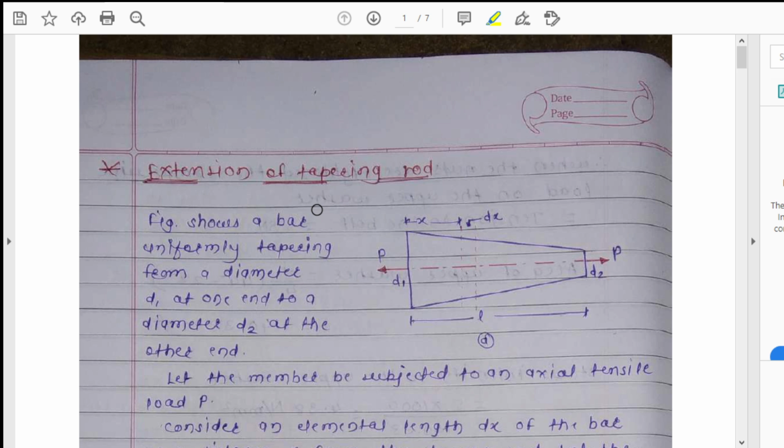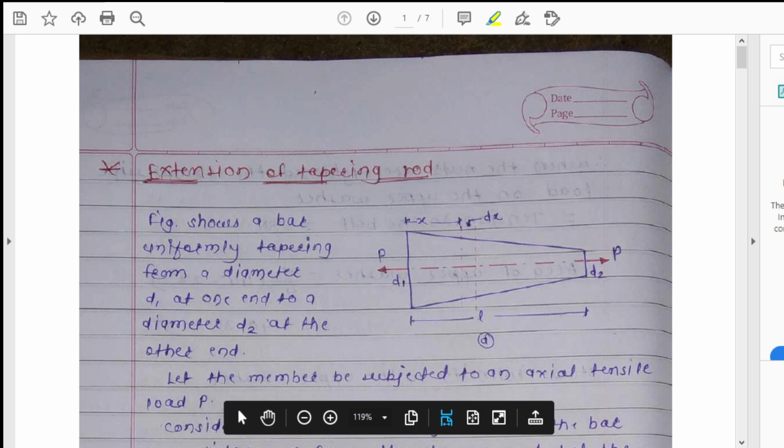Now you have already studied what is strain, what is Young's modulus, and also Poisson's ratio, longitudinal strain, lateral strain, etc. Now we'll move further to the extensions of tapering rod.